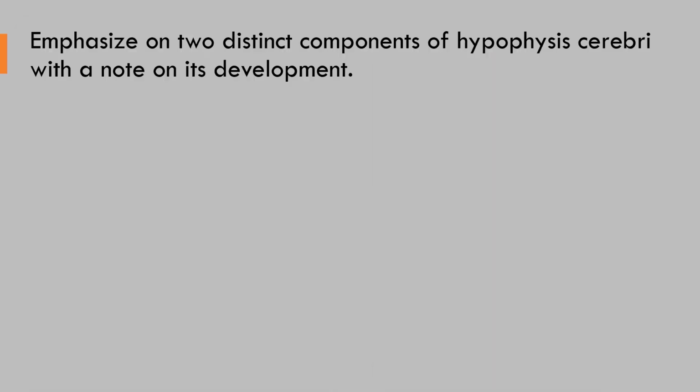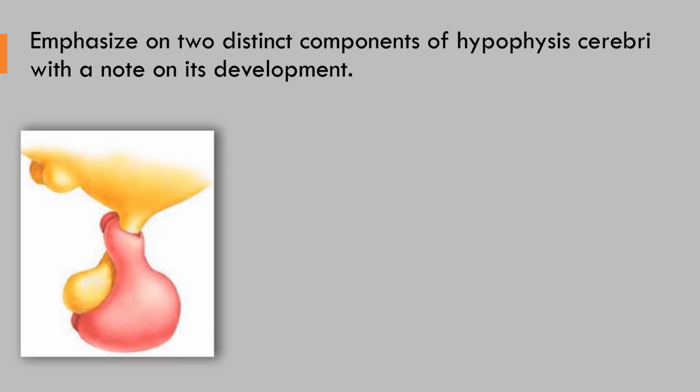As I was mentioning, the pituitary gland is a two-in-one structure. Let us emphasize two distinct components of hypophysis cerebri. Also, we will add a note on its development. This picture shows the anterior and posterior pituitary. You can see it in two different color sections. Structurally, functionally, and developmentally, both these components are different.